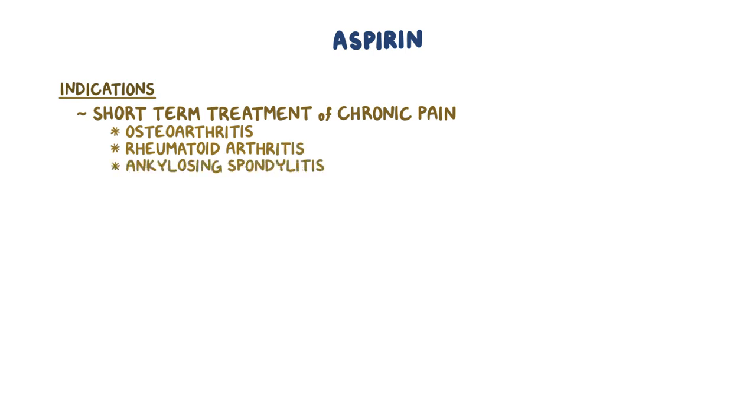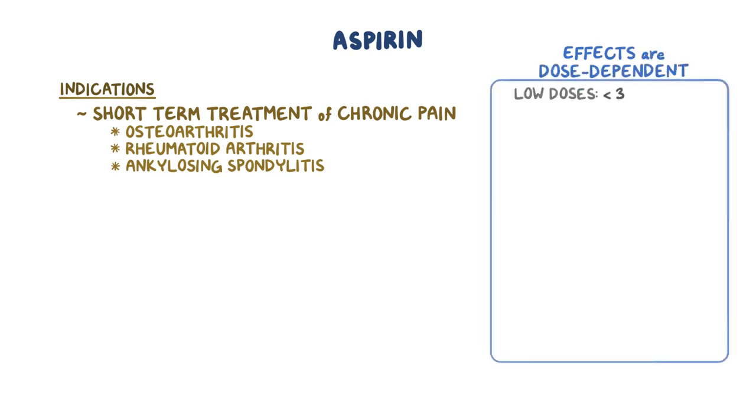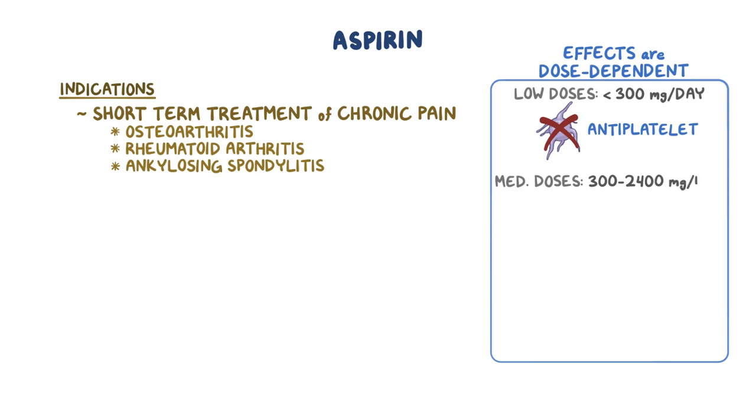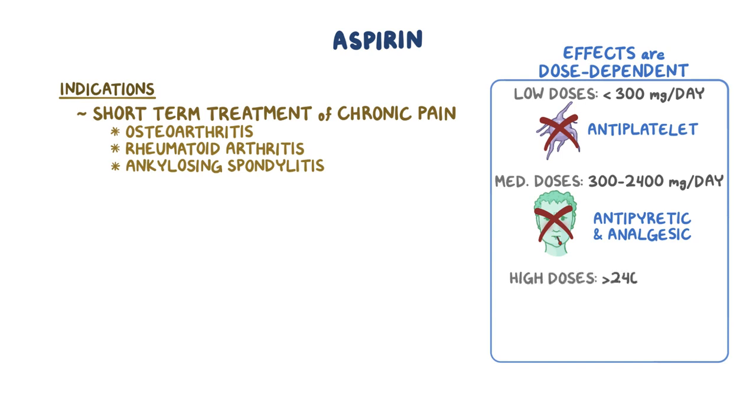It's important to note that the effects of aspirin are dose-dependent. Low doses under 300 mg per day work as an antiplatelet medication. Medium doses between 300 and 2400 mg per day work as an antipyretic and analgesic. And high doses over 2400 mg per day work as an anti-inflammatory medication.